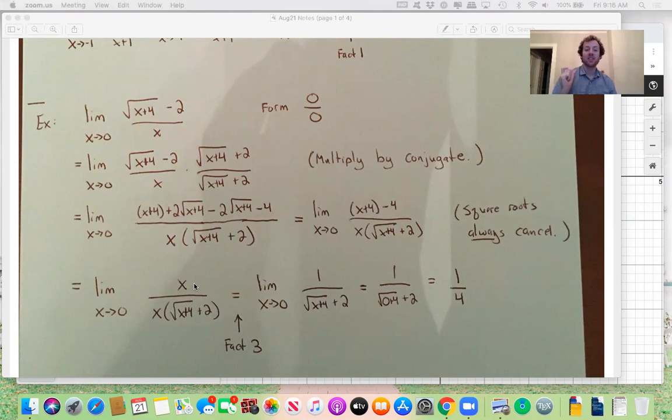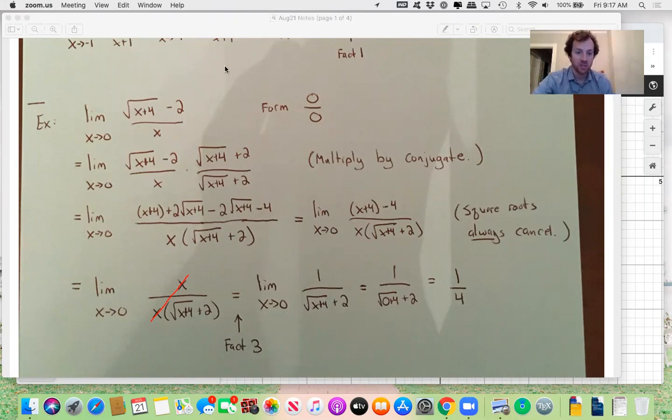And then this is what we were looking for. There's an x on the top and an x on the bottom. And what we really wanted was to be able to cancel those. So just like in the rational function example that's up, what we wanted to do was find some cancellation, because as soon as we do that cancellation, we can take the limit of what's left by evaluating.